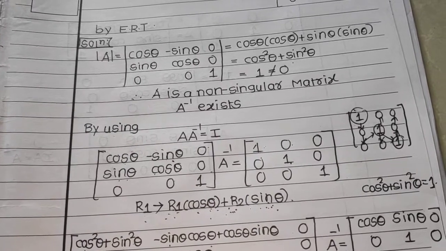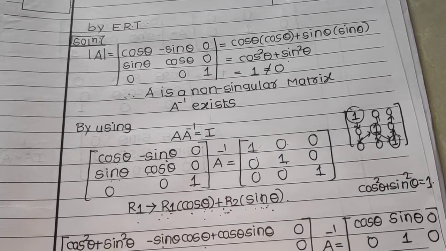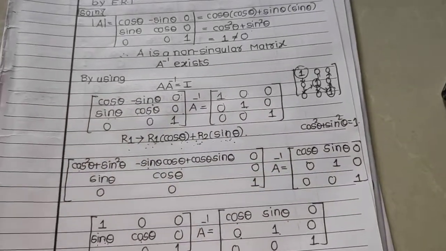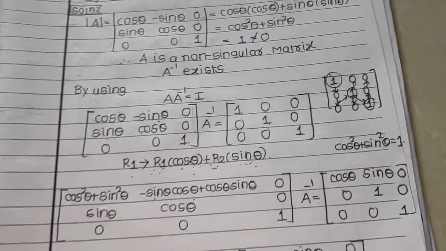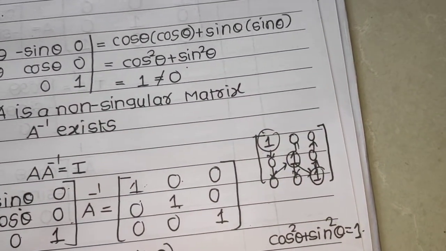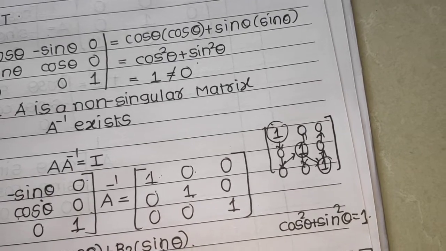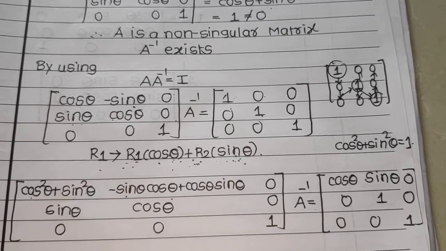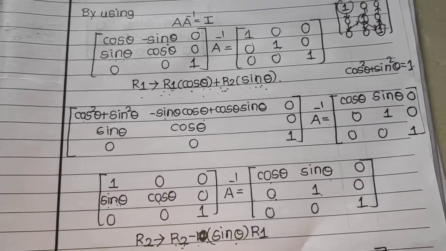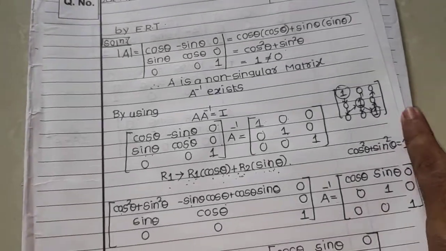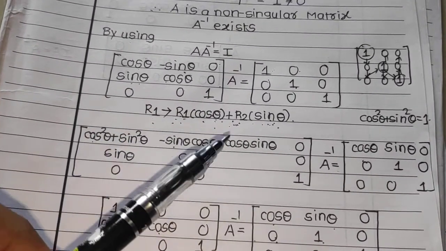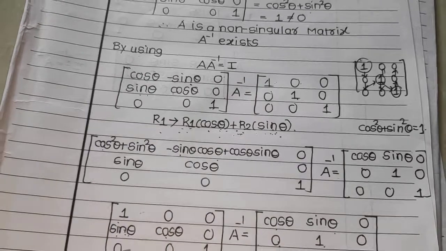Now by using the relation, so what is the relation? A into A inverse equal to identity matrix. If I use that, A into A inverse equal to identity matrix, I get this relation. And on the right side of this video you can see I have given you one idea of how this identity matrix has to be approached. Now R1 changed to R1 cos theta plus R2 times sin theta. So we approach that, and you can see in the first operation, cos square plus sin square gives us 1. Minus sin cos plus sin cos will be 0. The rest of our elements are there.